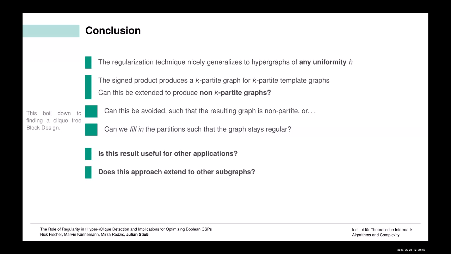And then the question that you could also ask further is: is this result useful for other applications? We used it for Max CSP to show that, in fact, Max CSP, depending on some kind of degree notion of a function, is hard. So could this be useful for other applications? It would be very interesting to find something there. And another question that we have not worked on yet is: does this approach also extend to other subgraphs? For example, could I also use this for, I don't know, maybe regularizing cycle finding?